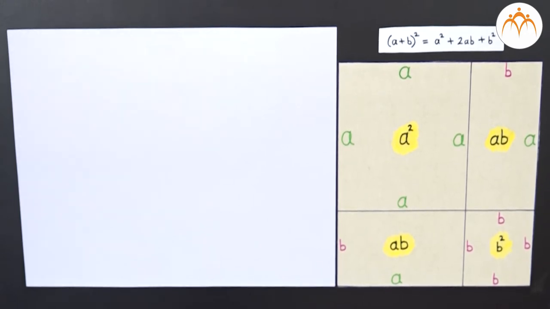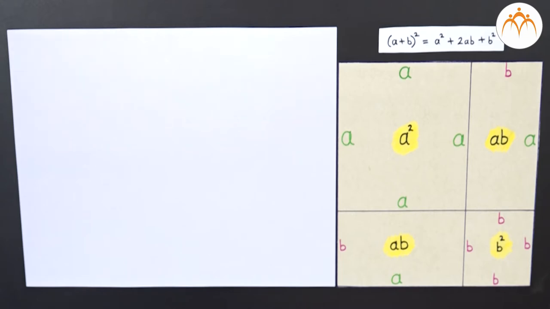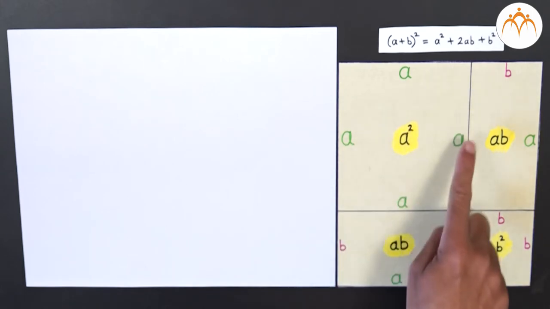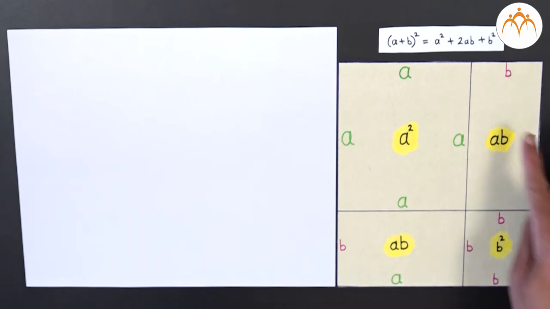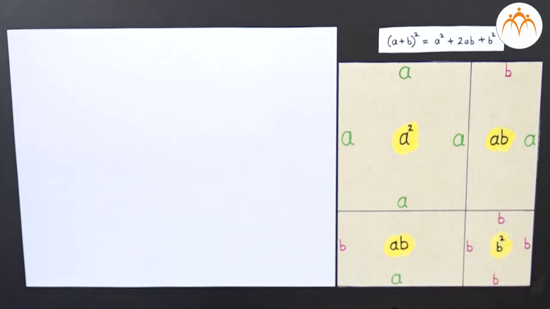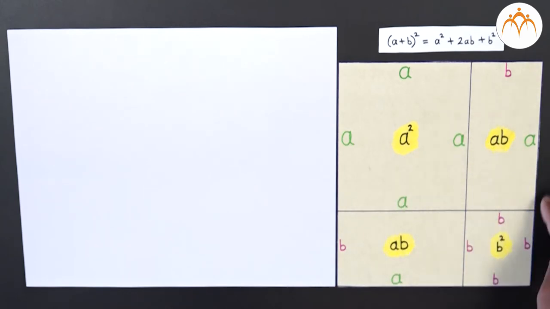The sides of the square are a plus b, and within it there are four different rectangles made, out of which two are squares. One is of side a and another is of side b, and the remaining two rectangles are each of sides a and b. So, if we find the areas of all of these four pieces, they will be a², b². This is a rectangle, so we will have area a into b, and the remaining rectangle is also with sides a and b, so it is of area a into b.